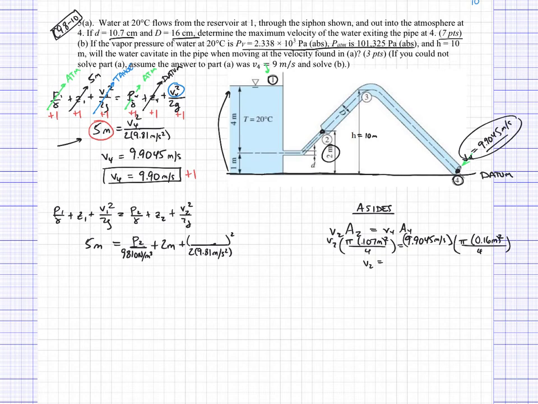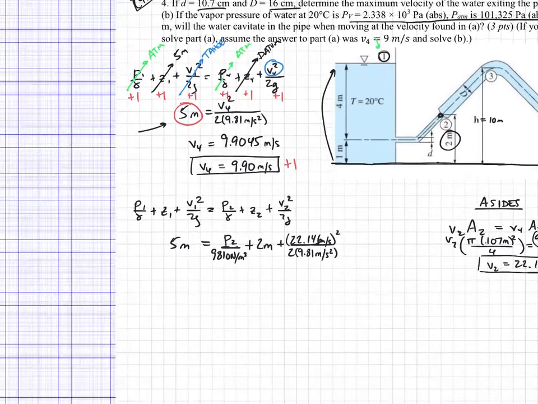So V2 is going to be faster. And what did I get for V2 here? I think I got 22.146 meters per second, which is cooking, to say the least. So 22.146 meters per second.